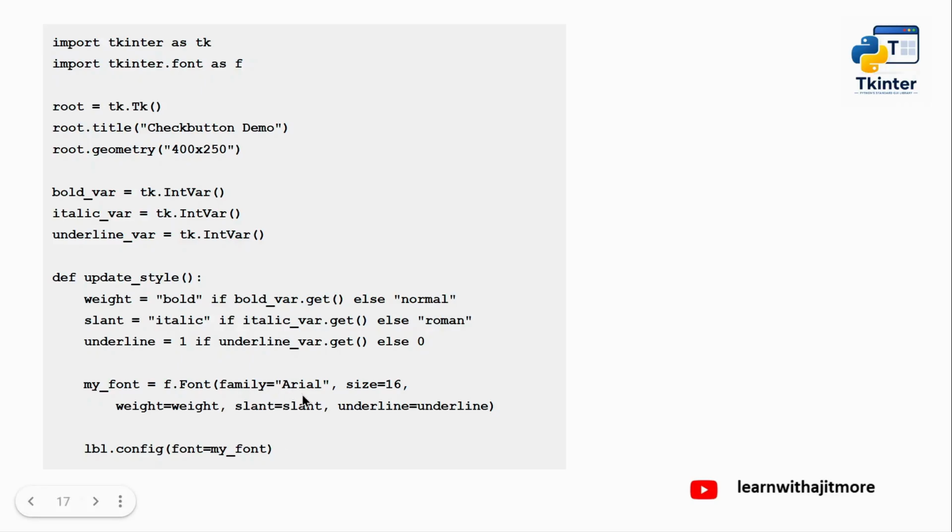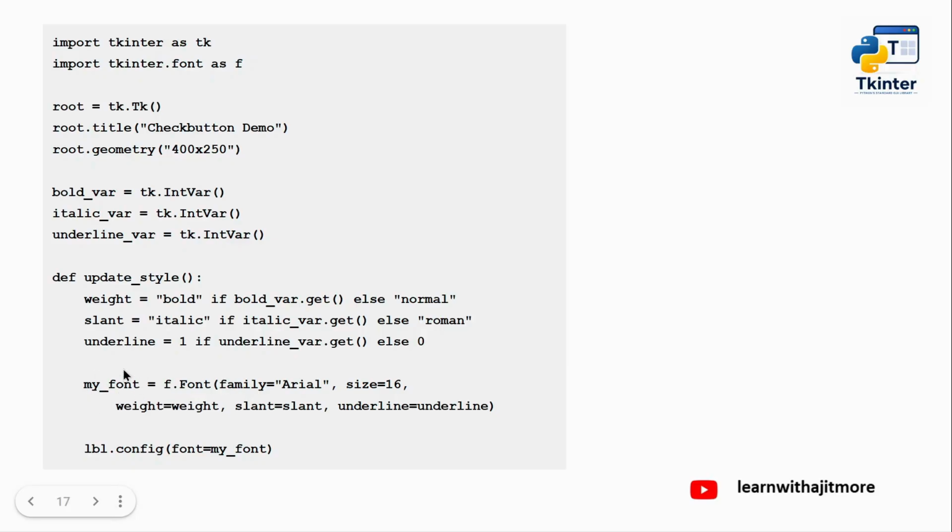So family I'm giving Arial, means the name of the font is Arial. Size of the font is 16. And these three things, weight, slant, underline. So what will be the value of weight? Whatever is in this variable. So if it is bold, weight is bold. If it is normal, weight is normal. Slant. If it is italic, slant will be italic. If it is Roman, it will be normal. Underline. If it is 1, underline is 1. If it is 0, underline is 0. So all these values are passed to font object.